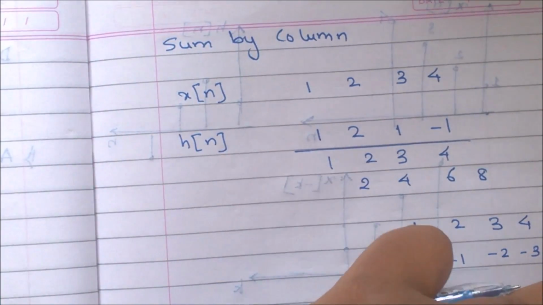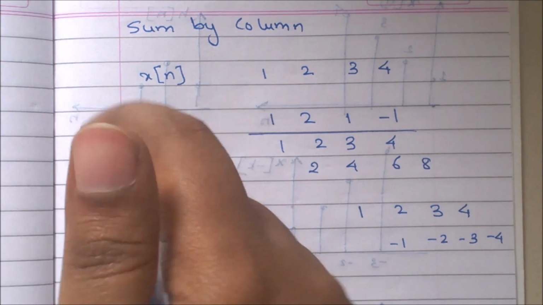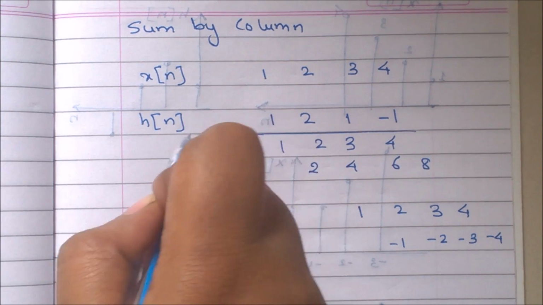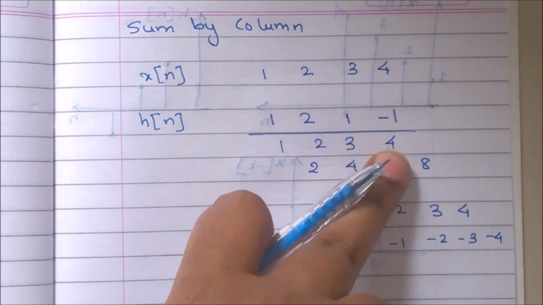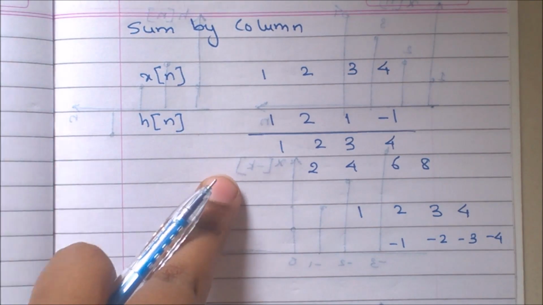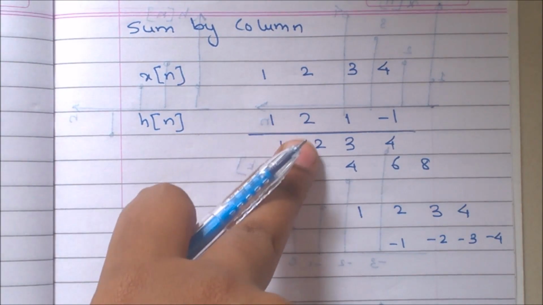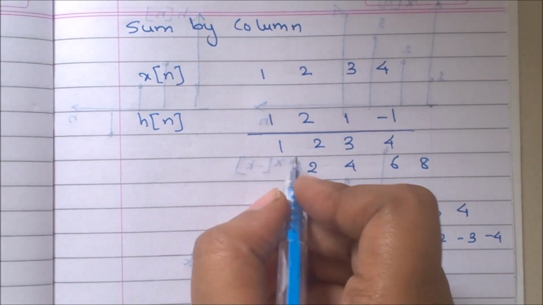The next method is sum by column. In the sum by column method, we will be writing x of n and h of n as 1, 2, 3, 4 and 1, 2, 1, minus 1. And now sum by column, that is, each column we will be considering and finding the sums.